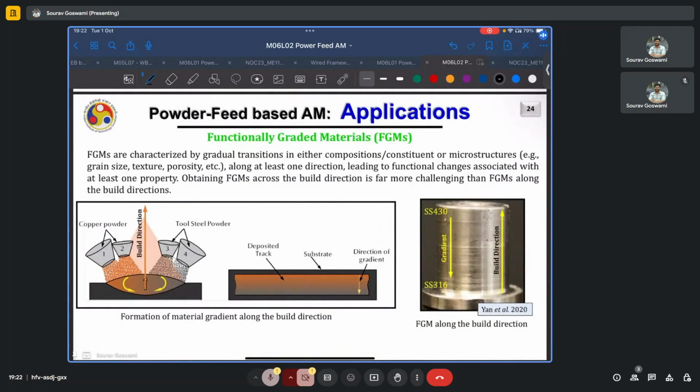FGMs are characterized by gradual transitions in either composition or the microstructure, which may be described in terms of the grain size, the texture, or the porosity, along at least one direction. It can happen in more, leading to functional changes associated with at least one property. Obtaining FGMs across the build direction is far more challenging than FGMs along the build direction, as we just discussed.